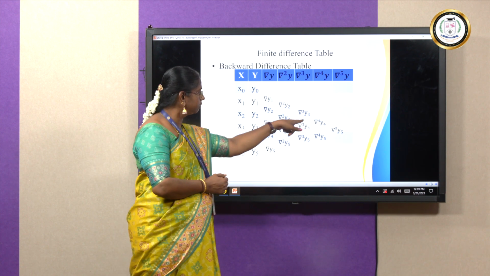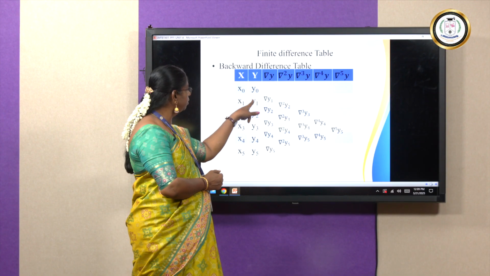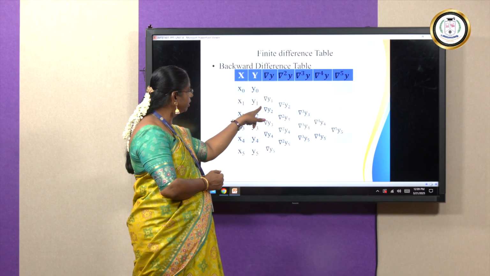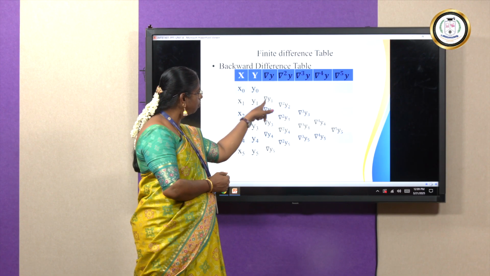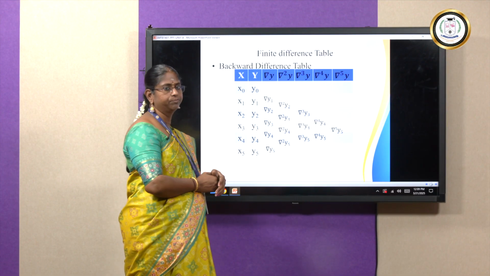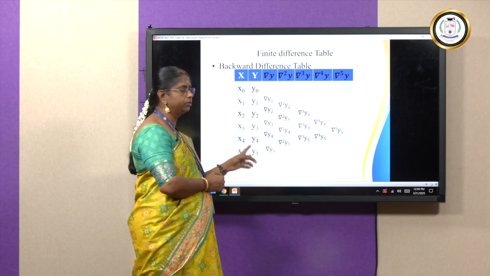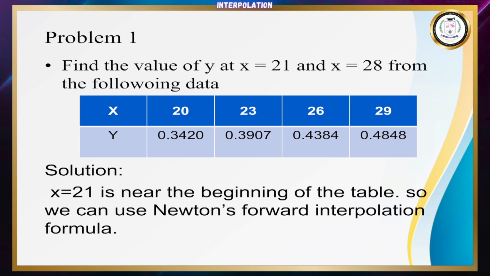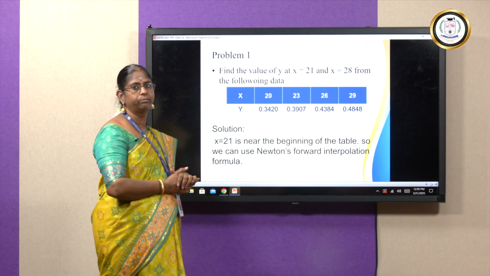But look at that, upward, I could not have y0, del y0, del square y0. So, all those suffixes are reduced by 1. So, that is my backward table, right. So, now these are the tables of Newton's forward and backward formulas. Now, let us see the problems one by one.